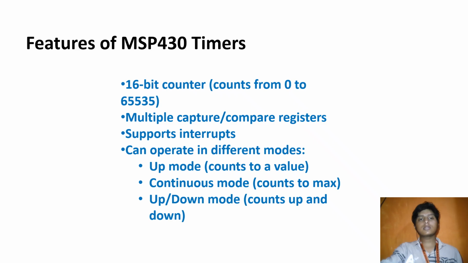Features of MSP 430 timers. A 16-bit counter counts from 0 to 65535. Multiple capture and compare registers, supports interrupts, and can operate in different modes: up mode, continuous mode, up and down mode. In this way, we can operate these features in MSP 430 timers.